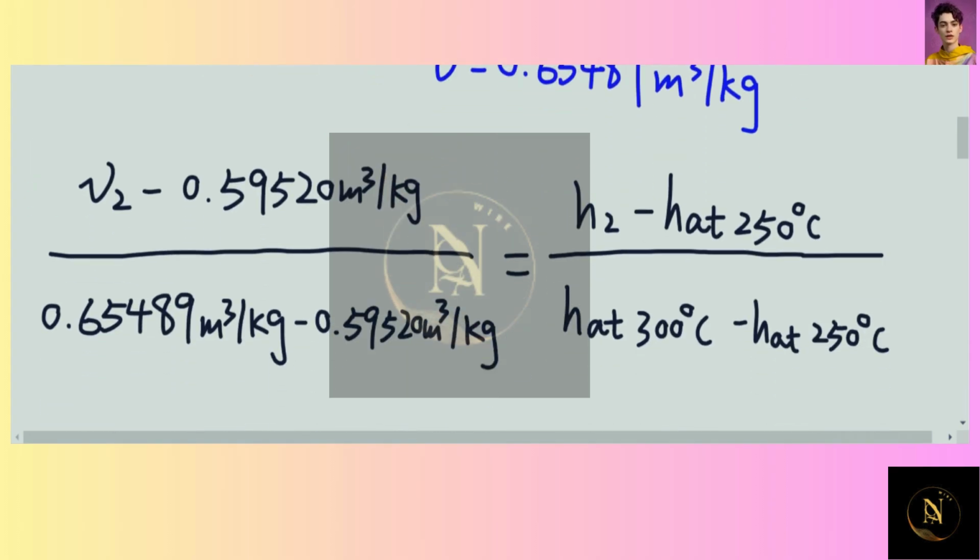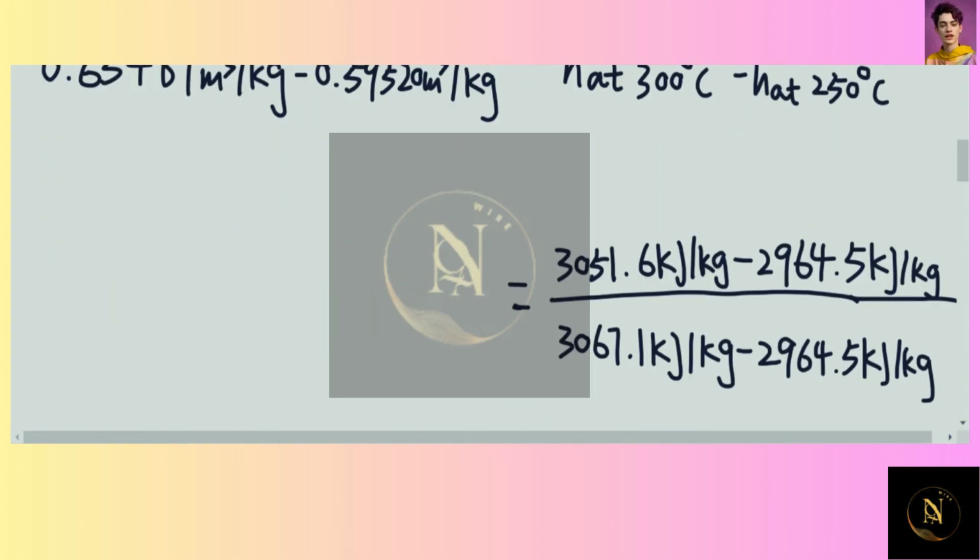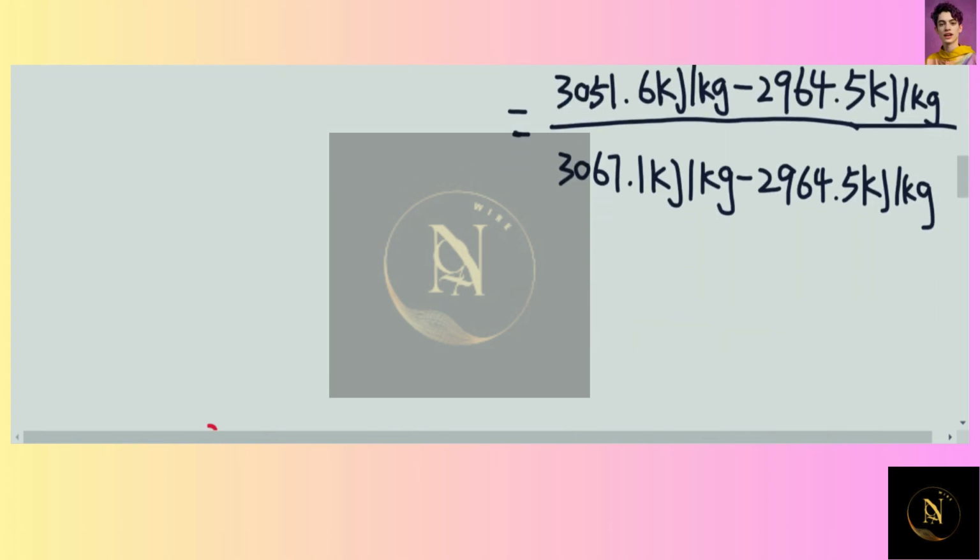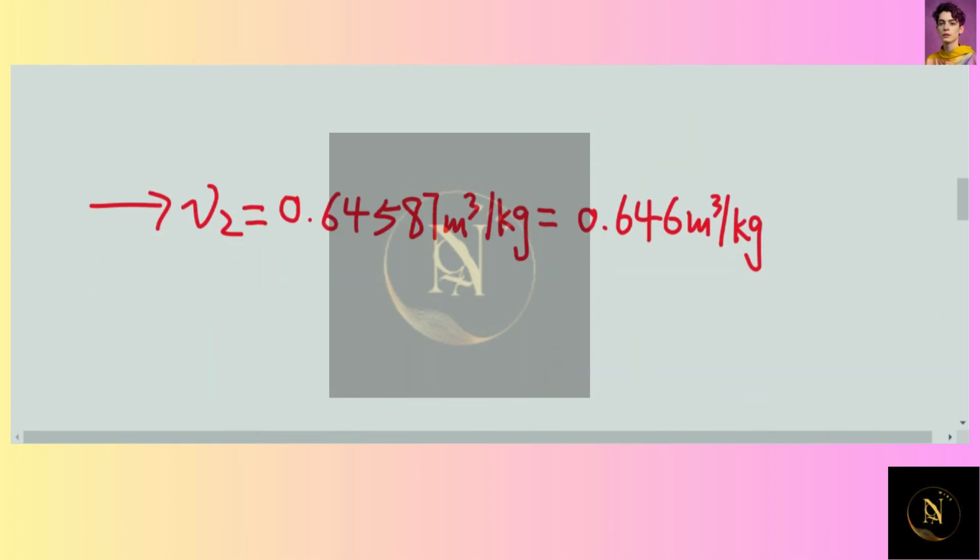So now let's use the equation here to determine the specific volume after throttling, which is the v2 here. Let's plug the values back into the equation. Eventually, we'll have the specific volume after the throttling process equal to 0.4587 meter cube per kilogram. If we convert it to 3 digits, it's 0.646 meter cube per kilogram.